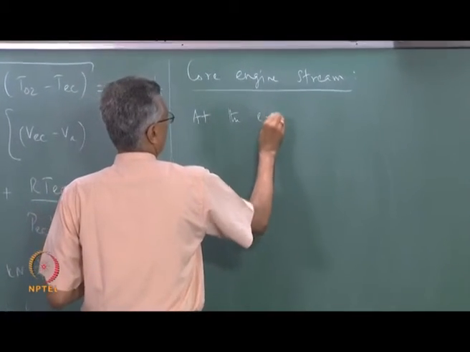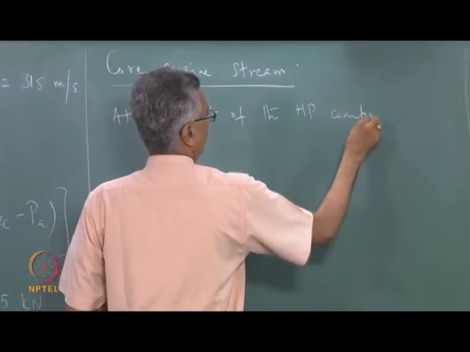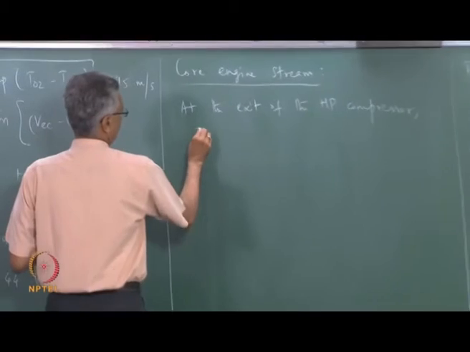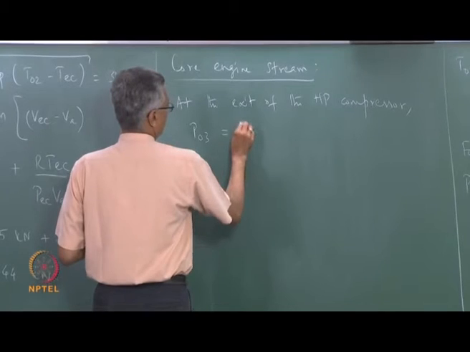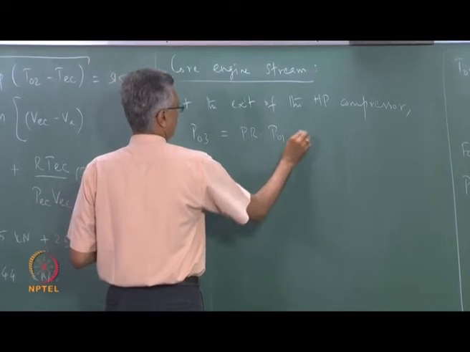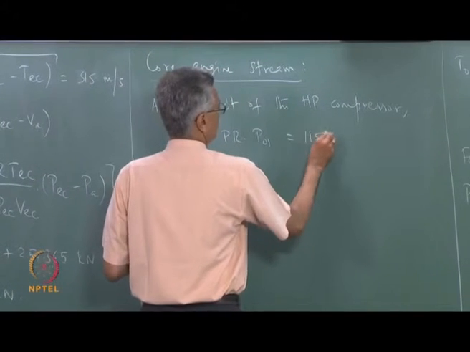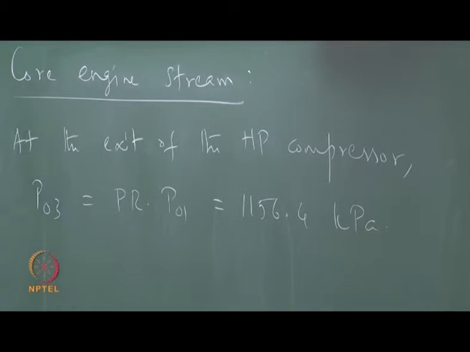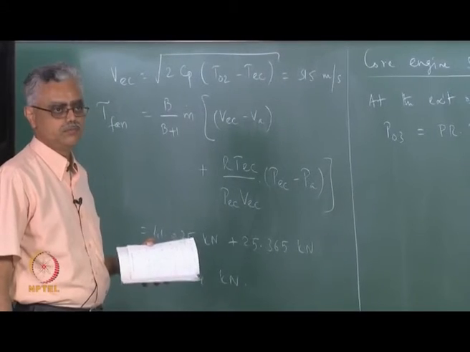At the exit of the HP compressor, P03 is equal to pressure ratio PR times P01. So if you plug in the numbers, you get this to be 1156.4 kilopascal. So I know P03, I need to calculate T03 now.